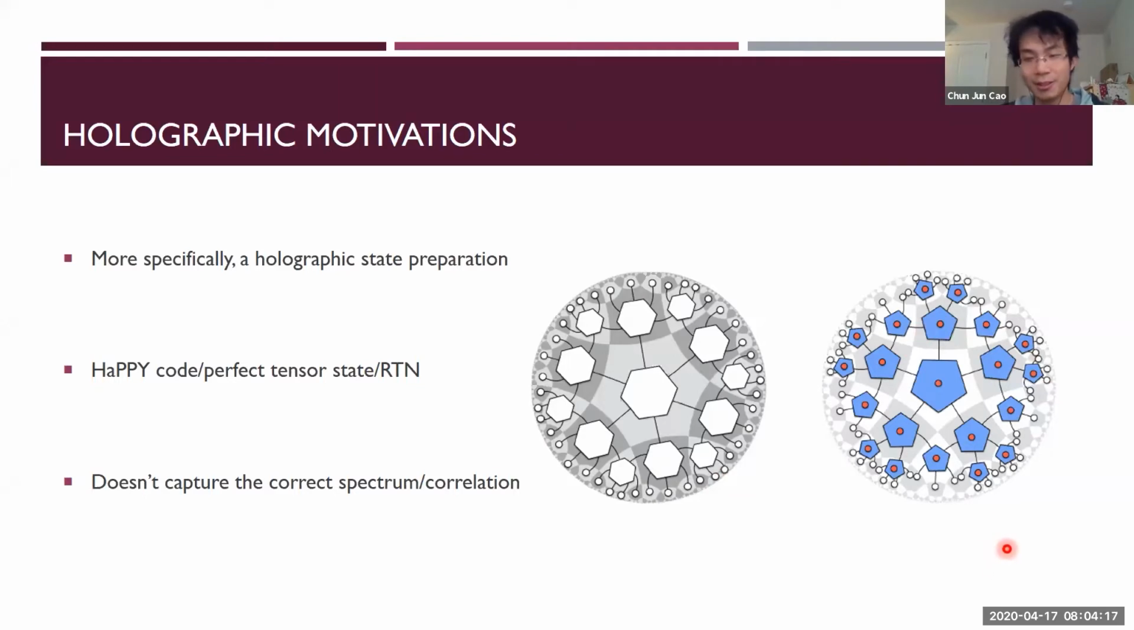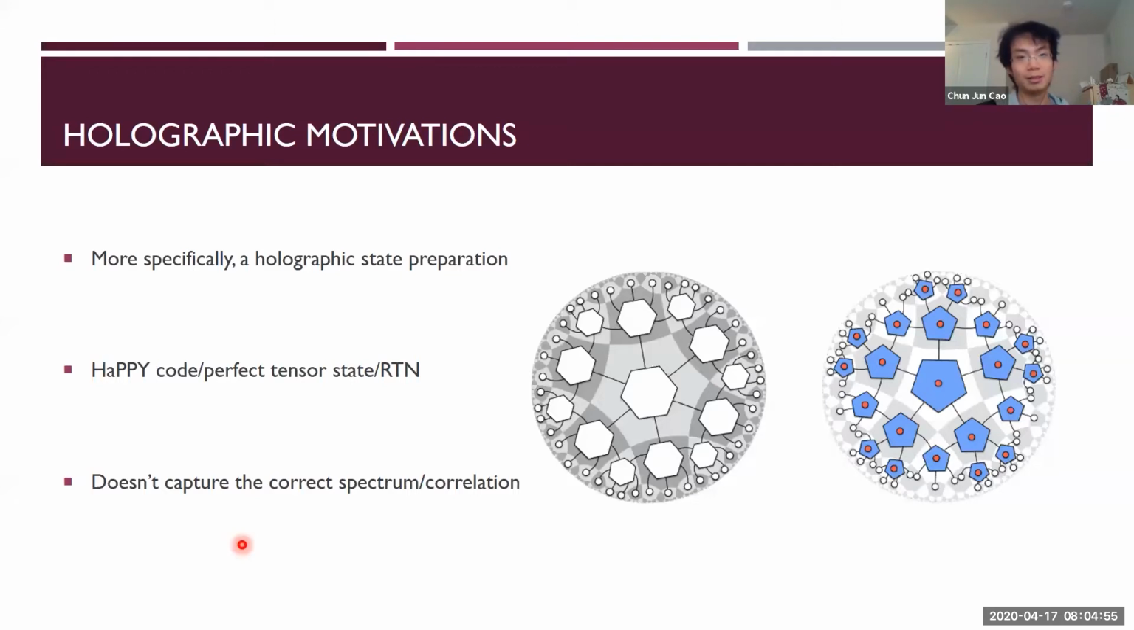It has this error correction code property that's very similar to what we expect in holography in terms of subregion duality and in terms of entanglement wedge reconstruction. And then, of course, there's also the random tensor network. It gives you a lot more flexibility. They do reproduce a lot of the features we expect in holographic states. Nevertheless, they don't reproduce all of the features, and some of them are really important. For example, they don't reproduce the correct entanglement spectrum of the CFT ground state. Neither do they have the kind of power law decaying correlations.